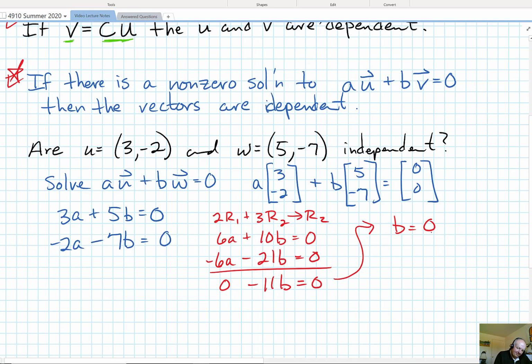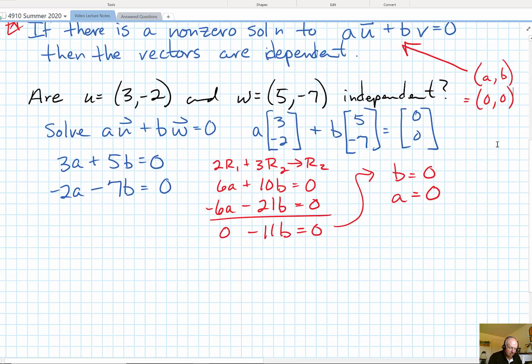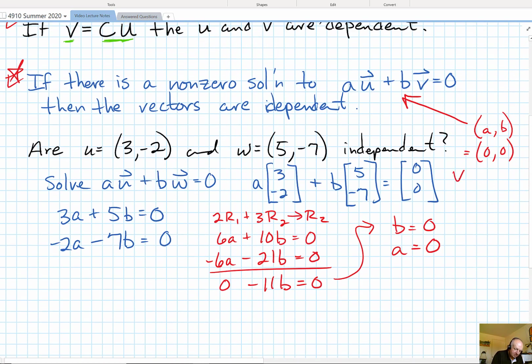If b equals 0, I plug that back into either of these two equations and I find out a equals 0. The only solution to this equation is a, b equals 0, 0. And since that's the only solution, those two vectors are independent. If there was some non-zero solution, then they would be dependent. But since 0, 0 is the only solution, they are independent. So yes, is the answer to this.